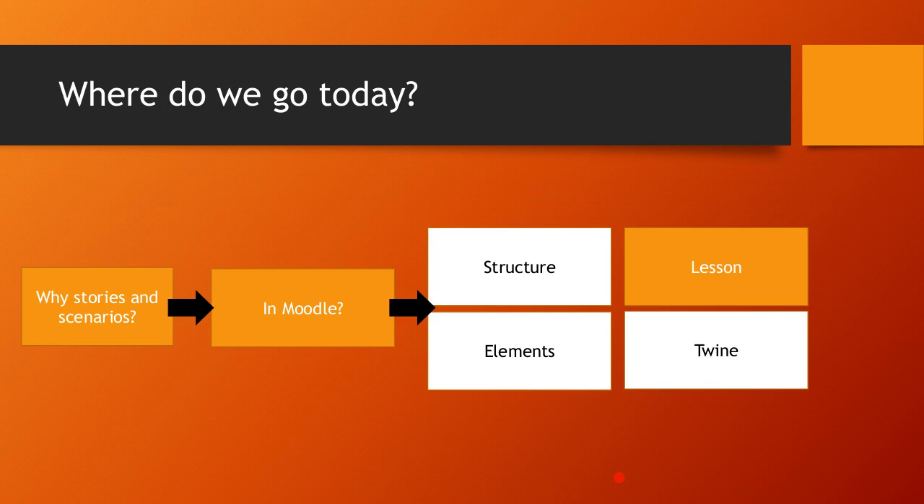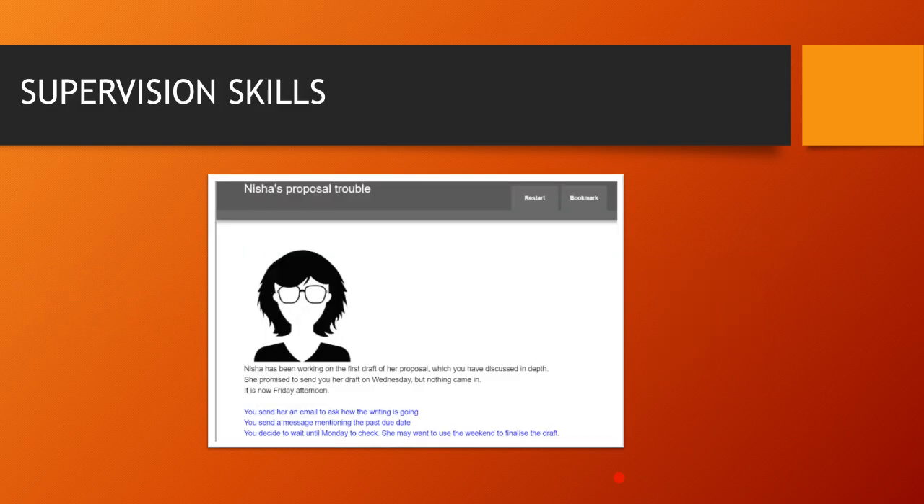Okay, let's have a look at my Twine example now that we've had some looks at those structures and elements that you use, and we'll apply that to my second example.